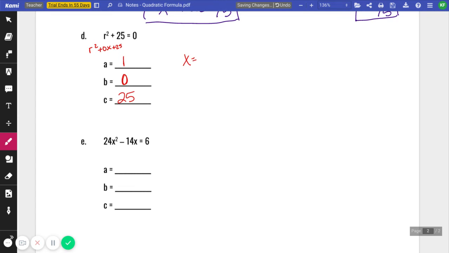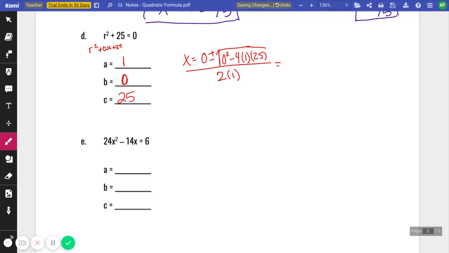And we have -b, which we don't really need the negative sign because it's 0. And we've got plus or minus the square root of b squared minus 4 times a, which is 1, times c, which is 25. And it's all over 2 times 1.